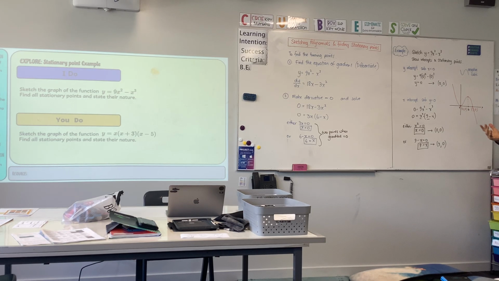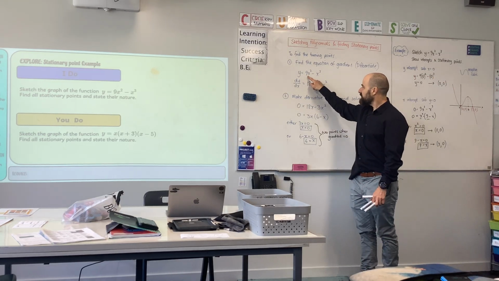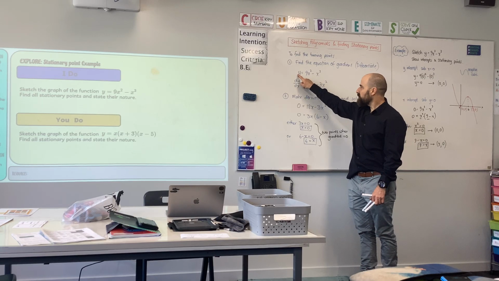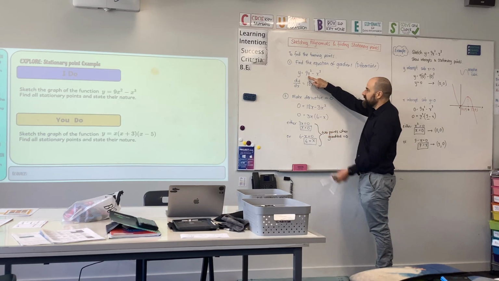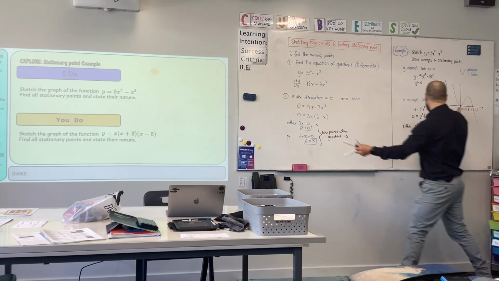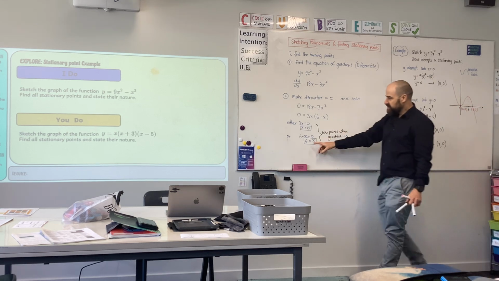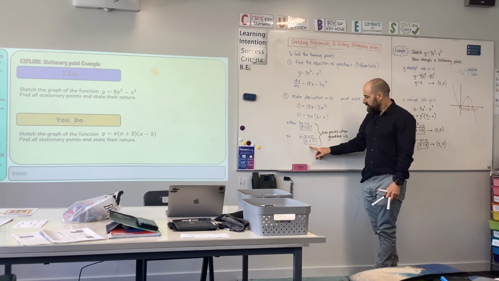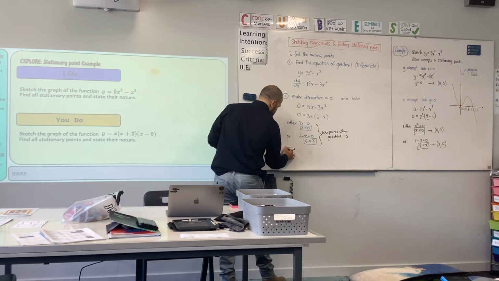Now, how do I get the y values? The y values come from this formula right here. This formula will tell me what y is when I know what x is. There's no point substituting in this one, is there? We already know that coordinate. It's going to give me 0, 0. I do need to substitute in this one to find out the y value.